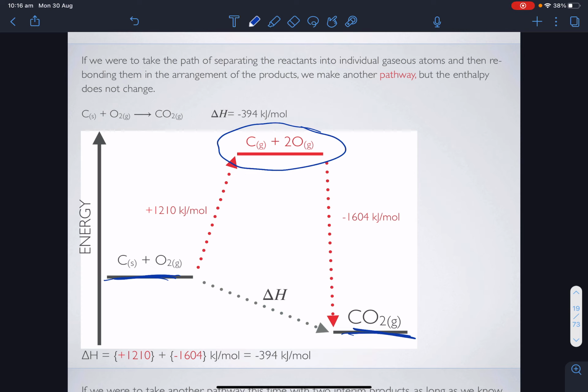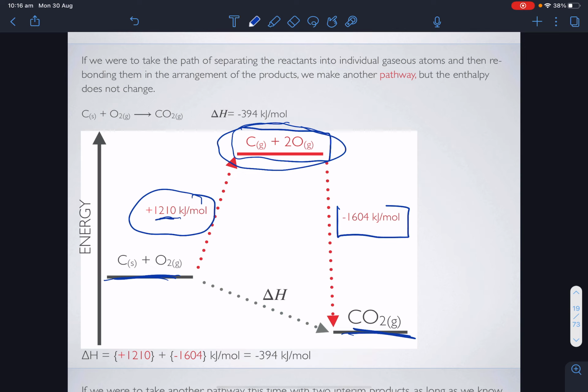And if we know that the energy that it takes to completely separate the atoms from here is positive 1210 kilojoules per mole. And then if we know, once you have carbon gas and 2 oxygen gas and you recombine them to form carbon dioxide, you get releasing 1604 kilojoules per mole. What you can do is, from these 2 enthalpy values given, you can add them together and find out the enthalpy without actually measuring it.